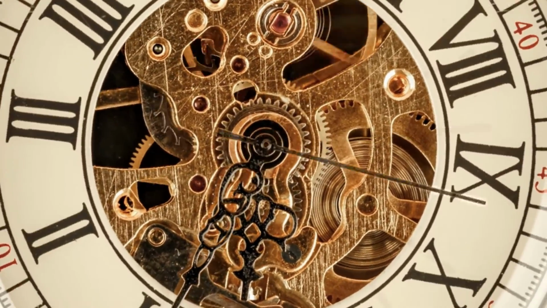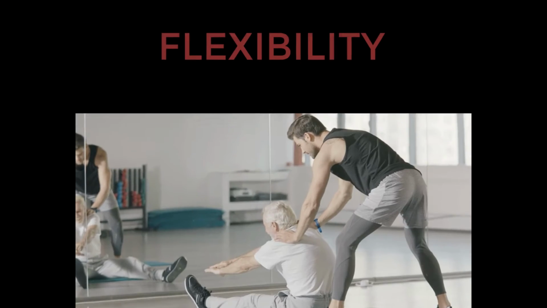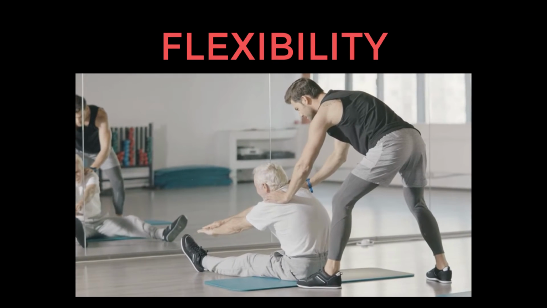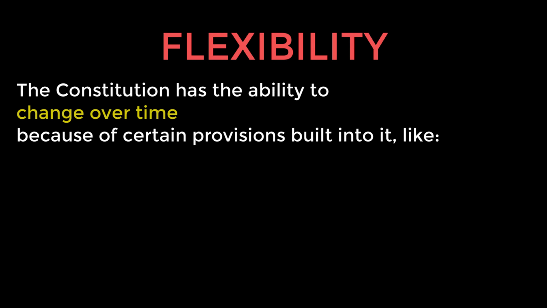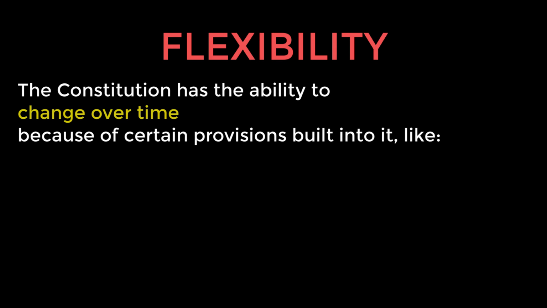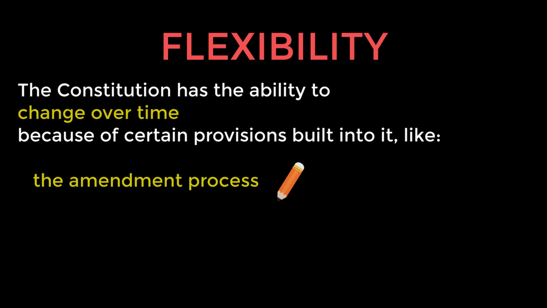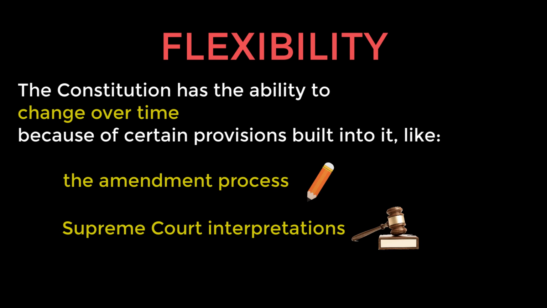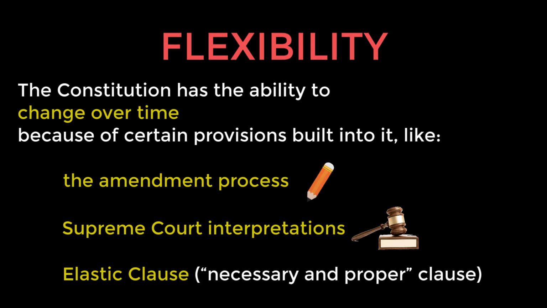Now, the Founding Fathers were trying to build a government that would stand the test of time, and they knew that in an ever-changing world, the principle of flexibility was essential. The Constitution has the ability to change over time because of certain provisions built into it. For example, there's the amendment process, which allows for Congress and the states to make additions or edits to the Constitution. There's U.S. Supreme Court interpretations, which allows the Supreme Court to interpret the Constitution to adapt to unique and unforeseen situations. And finally, there's the elastic clause, also called the necessary and proper clause.